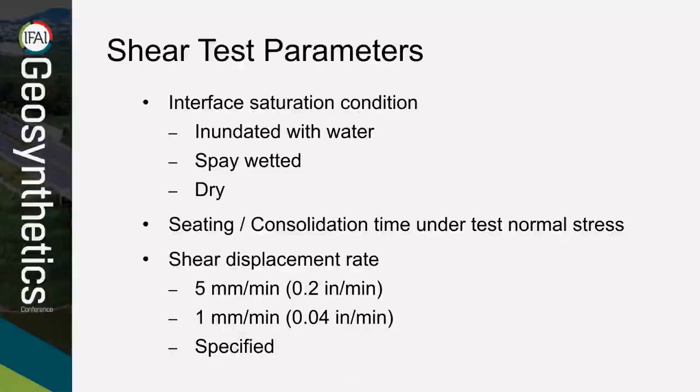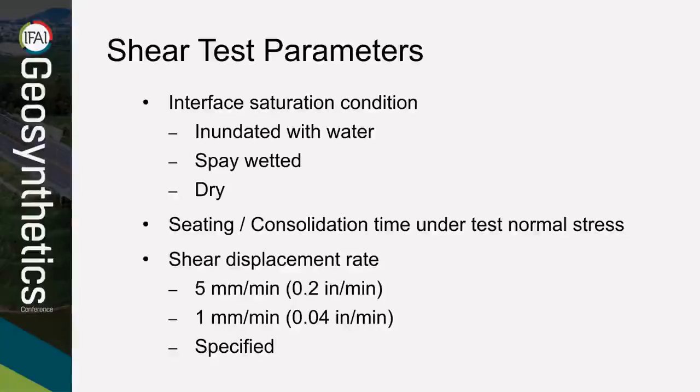After the applied normal loads, there are 3 other shear test parameters that need to be specified. First, the interface saturation condition, which is the wetting condition within the shear box during seat time under test load and shearing. The interface saturation condition can be inundated with water where the interface is submerged in water, or the interface surfaces can be spray wetted during placement into the shear box, or just dry. Most often, shear tests are requested to be inundated with water, as this is the worst case, most conservative scenario.